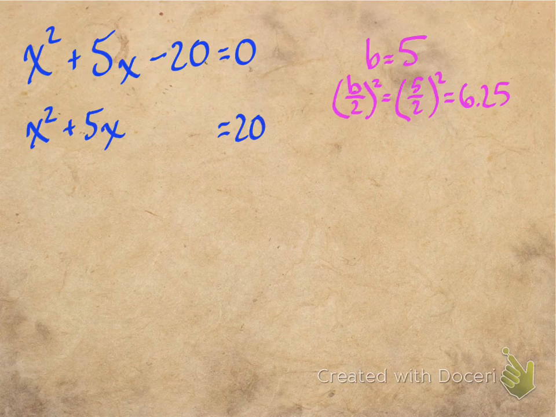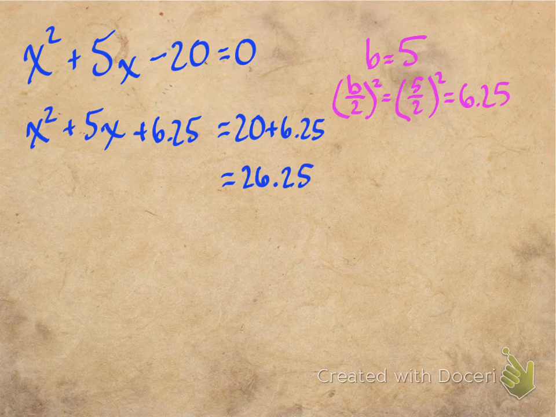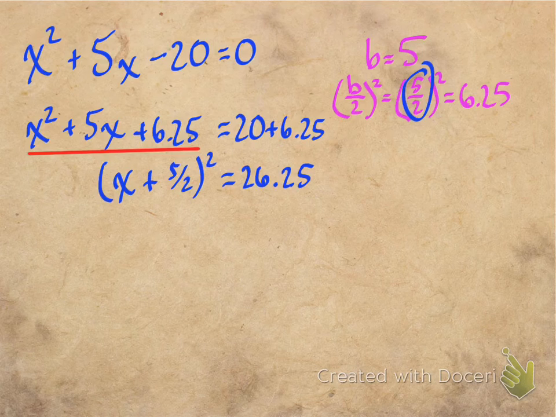But first we're going to move the constant over to the other side, and then we add our plus 6.25. That gives us 26.25 on the right side. So that's step 1 and step 2 of the process. Step 3 is to factor that. And notice once again, it's 5 over 2.